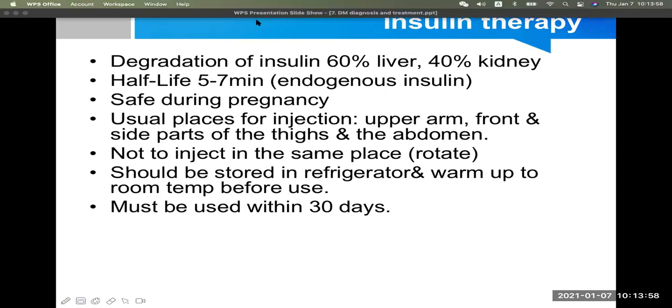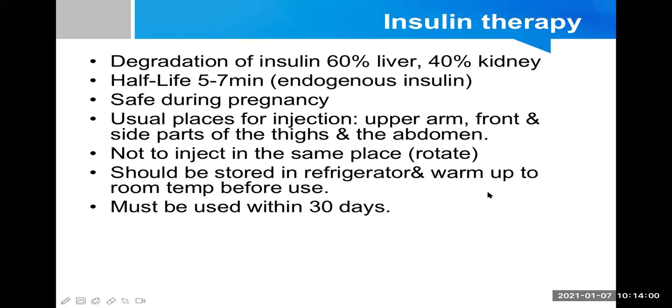Now, with this, let's enter into the discussion of insulin therapy. Here, let's talk a bit about insulin first, and then we move on to the different types of insulin and things like that in today's class.